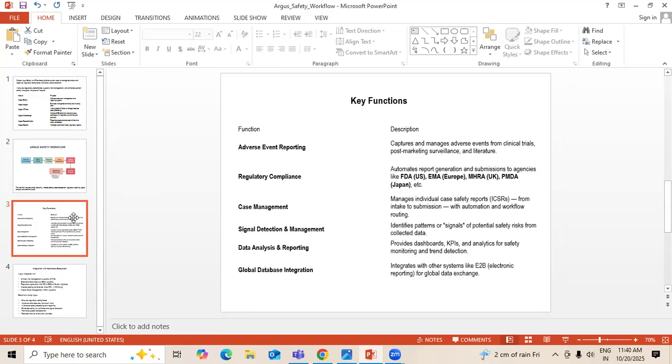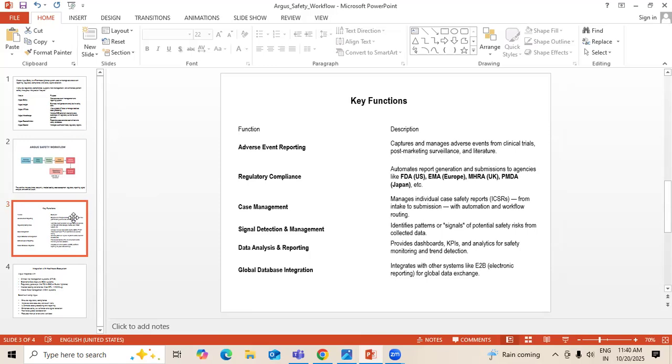Signal detection management is used to identify patterns and signals of any potential safety risk from the collected data. Next, data analysis and reporting provides dashboards and key performance indicators, KPIs, for analytical studies, safety monitoring and trend detection. Data analysis and reporting is important so that we can provide dashboards and create key performance indicators.